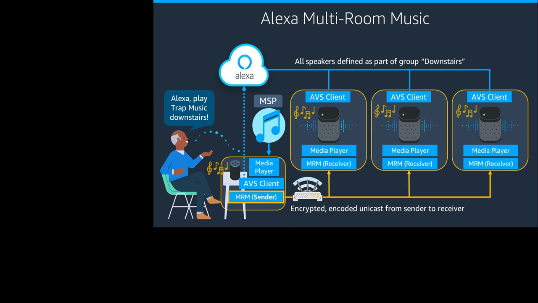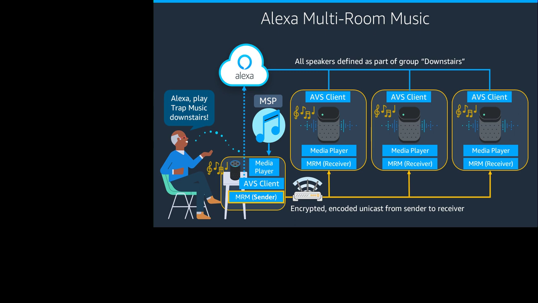And what it does is that you first create a group of devices. On this slide here, the group is the number of devices here on the side. Let's say the 3 devices that are coming out called AVS client, right, over on the right-hand side of the slide. And those are all created into a group using the Alexa companion app called Downstairs.